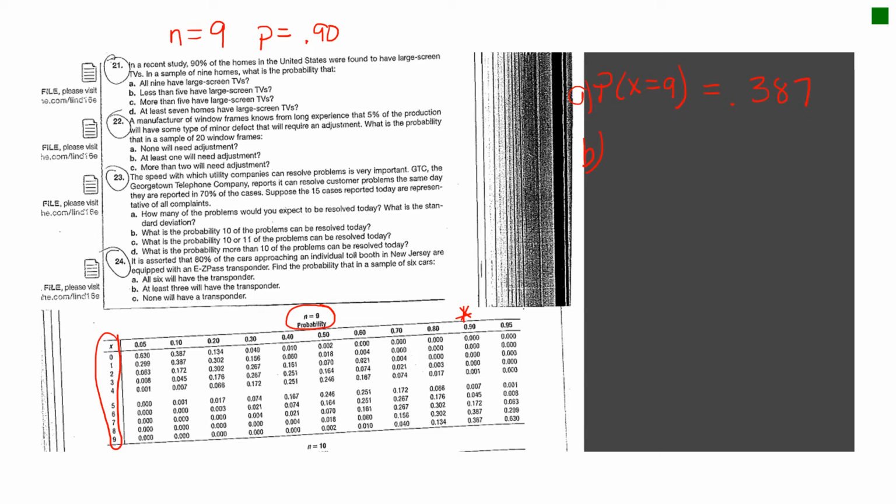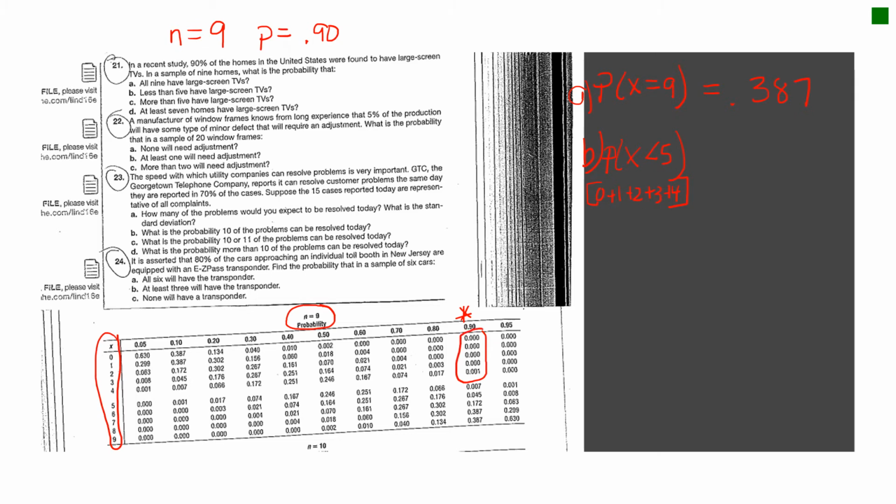Part B says, what would be the probability that less than 5 have large screen TVs? So less than 5, I'm going to write this mathematically, the probability that x is less than 5 would actually be the outcomes of 0 plus 1 plus 2 plus 3 plus 4. So we would basically be looking at 0 through 4. So guys, that would be basically this group right there.